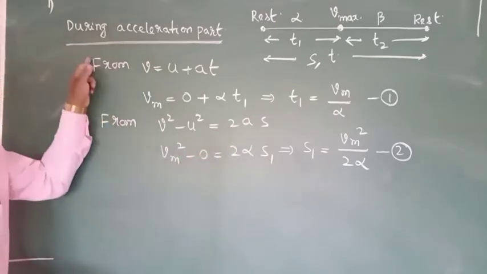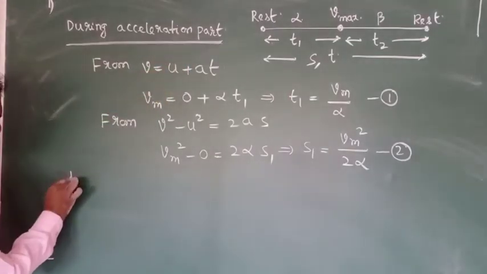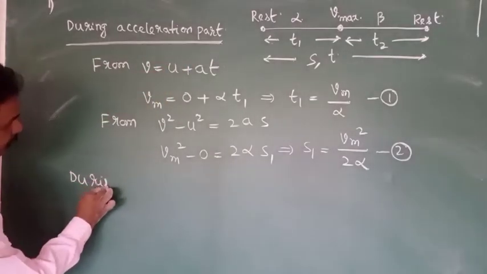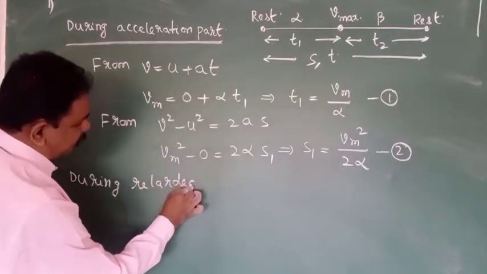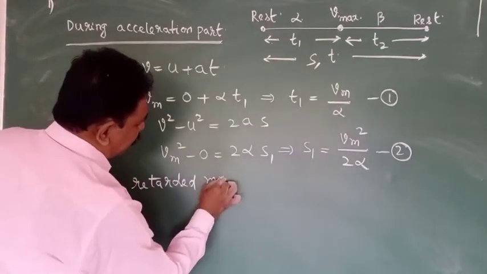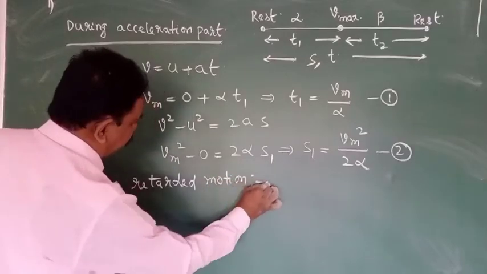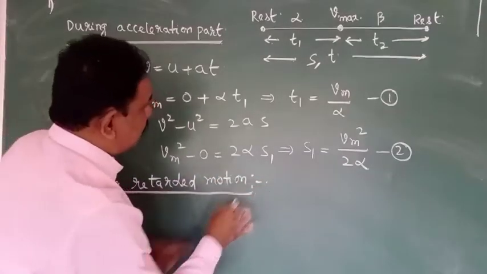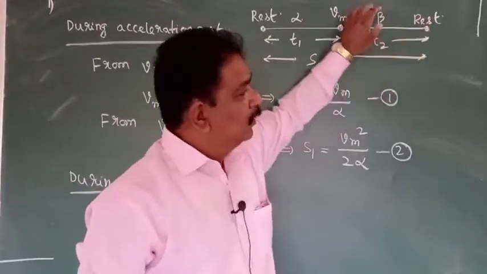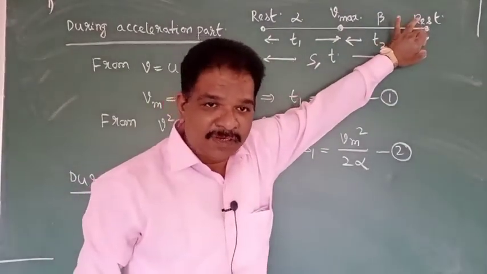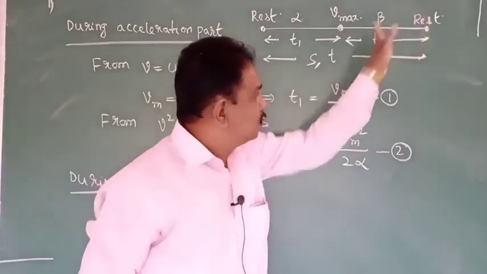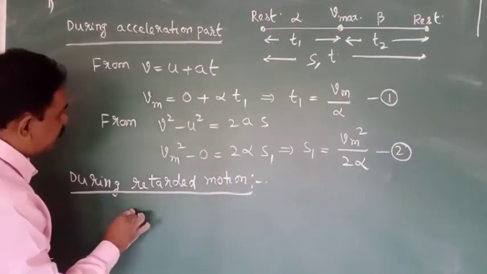Next, during retarded motion, what will happen? This is the retarded motion. This will be initial velocity, this will be final velocity. Finally it came to rest here. So use the same formulas.